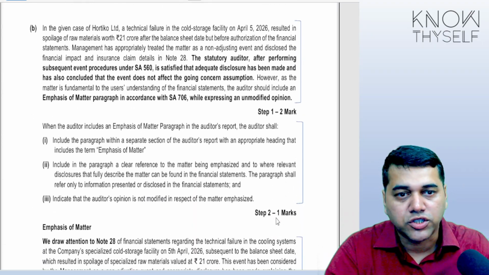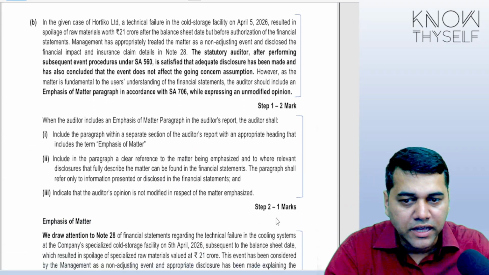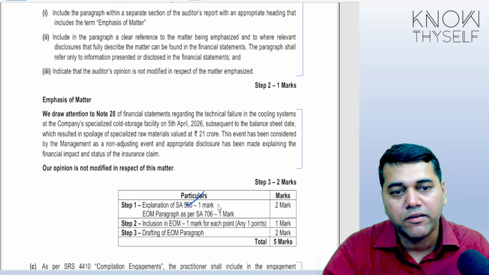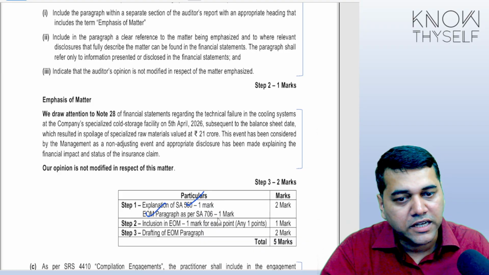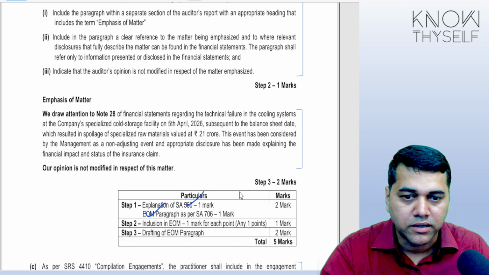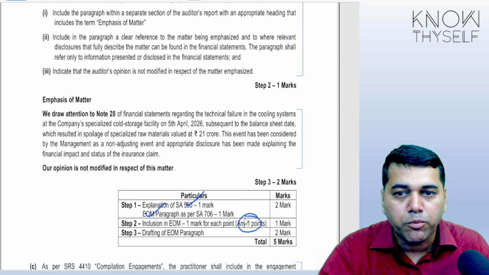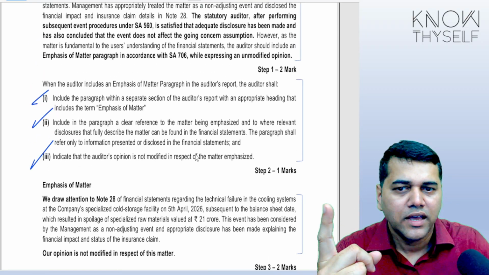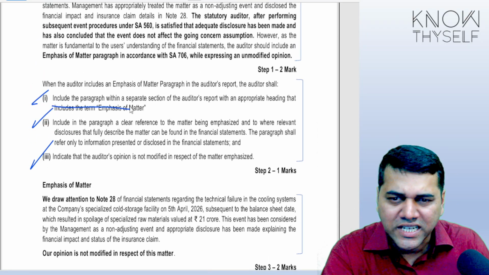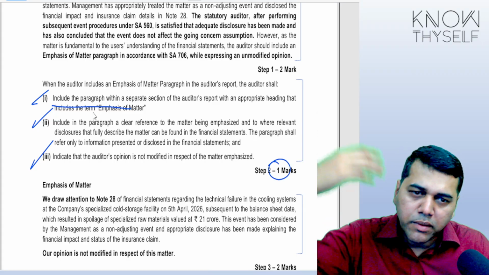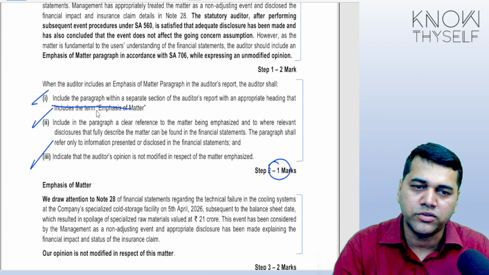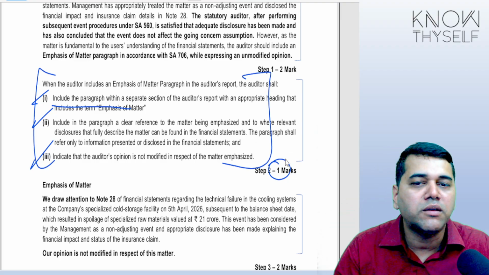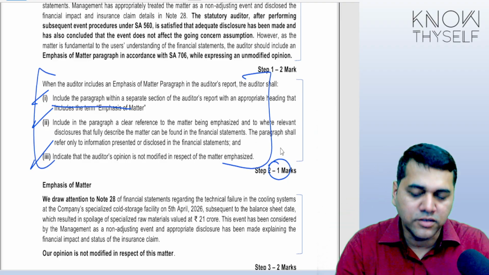If I go to the second question, see, second question also, they have explained now. If some student is going to write about explanation of SA 560, they will be awarded 1 mark. Emphasis of matter paragraph, if they quote, they will get 1 mark. If they include any 1 point out of 3, any 1 point. You remembered only 1, just write this, you will get 1 step mark. Because you remembered all the 3, it is of no use, because ultimately, this particular portion is not worth more than 1 mark. This is how they distribute.